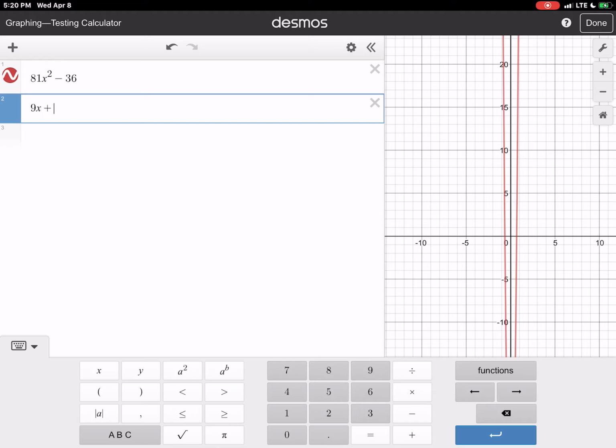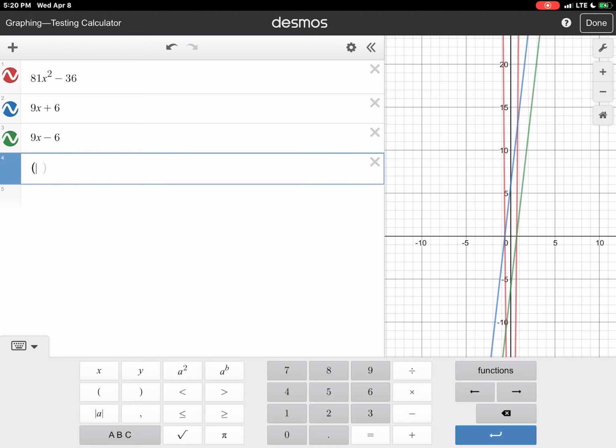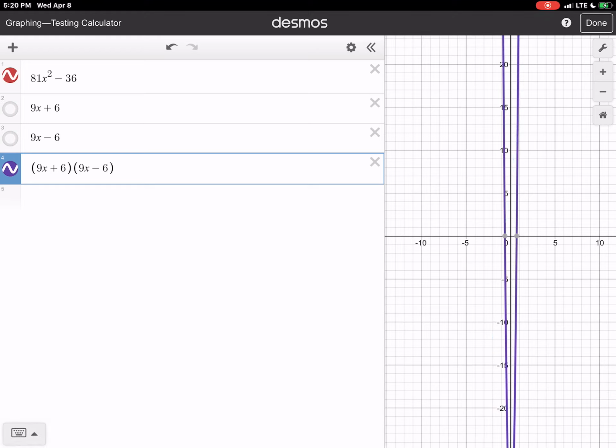So let's verify the first one. 9x plus 6. Right exactly on the x-intercept. 9x minus 6. Exactly on my x-intercept again. Let me verify by putting them together. And let me turn these guys off. And I want to make sure this purple graph overlays the red graph, and it does completely. So that is my correct answer.